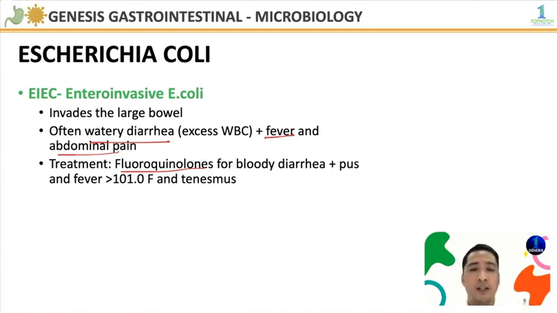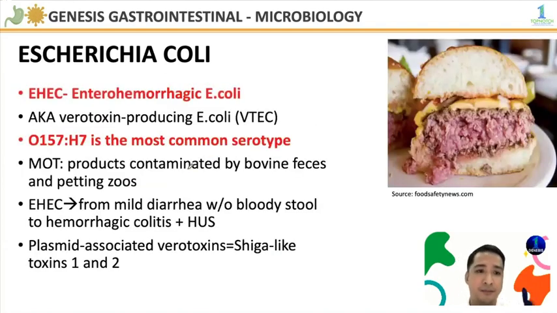Fluoroquinolones, if you can recall in pharmacology, will inhibit the DNA gyrase, preventing the uncoiling of the DNA, hence the transcription to RNA. So there is decrease in protein synthesis. So fluoroquinolones, remember, are bactericidal in general. So that's for enteroinvasive E. coli.